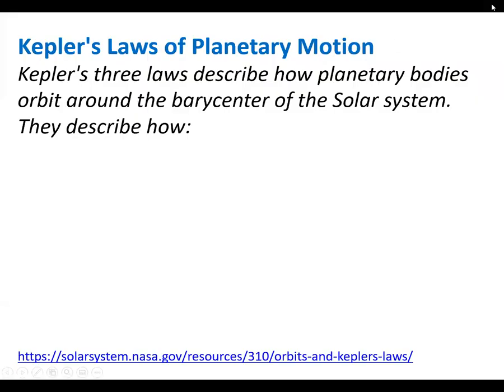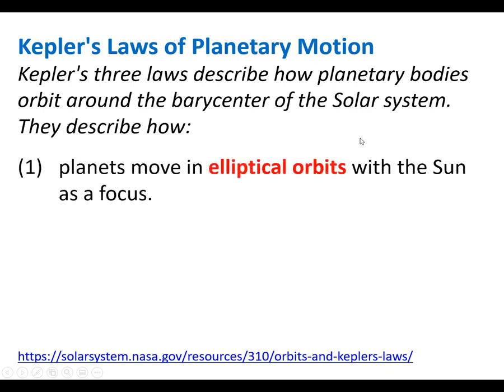So let's go to our main topic today, Kepler's laws of planetary motion. Kepler's three laws describe how planetary bodies orbit around the very center of the solar system. So, again, there are three laws under Kepler's laws of planetary motion, and each law describes a specific idea. Let's begin with the first law. Planets move in elliptical orbits with the sun as a focus. Remember the key word for the first law, elliptical orbit.